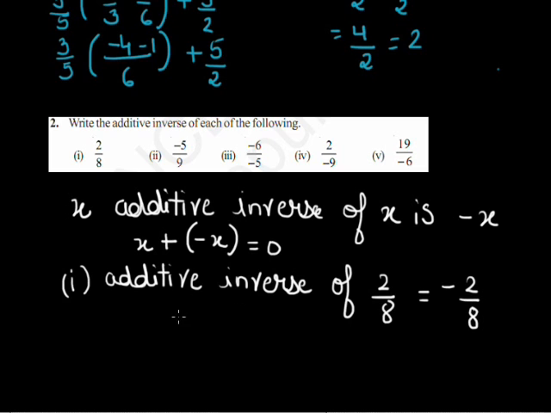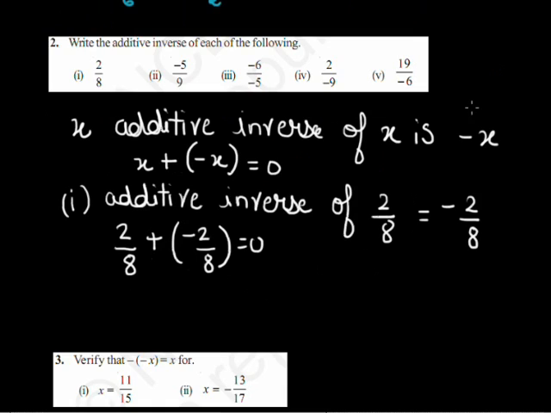I can also prove it. Why is minus 2 upon 8 the additive inverse of 2 upon 8? Because if I add 2 upon 8, that is a number, and the additive inverse of the number, that is minus 2 upon 8, it is equal to 0. So minus 2 upon 8 is the additive inverse of 2 upon 8. Now the second part is minus 5 upon 9.